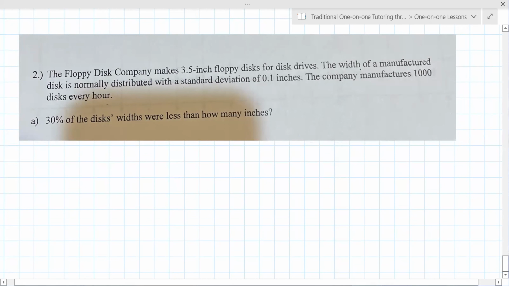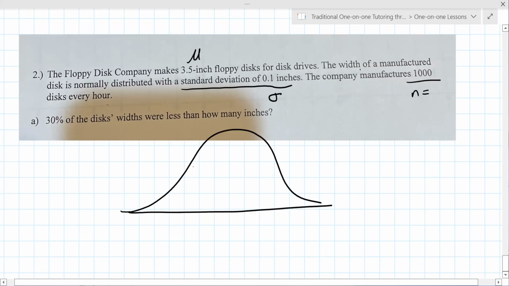It's normally distributed with a standard deviation of 0.1 inches. That's sigma. And then this is the mean right here. This N is important. This is N right here. So the 30% of the disc widths were less than how many inches? So in this problem right here, they want 0.3 in the area. That's 30%. Now you're going to use inverse norm again.